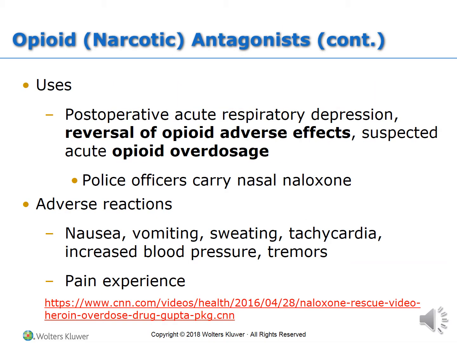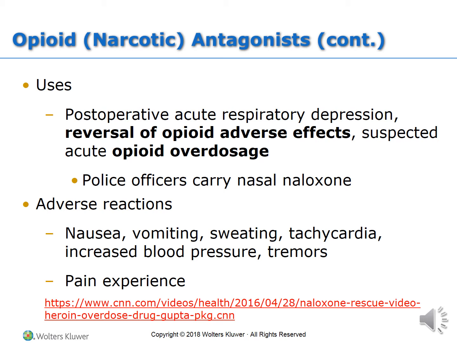We give these antagonists, as I described, in more of a rescue type situation. If somebody postoperatively is experiencing acute respiratory depression, they're not coming out of sedation well, they have decreased respirations, less than 10 or 12, depending on facility protocol, per minute, as well as a decreased level of consciousness, this will cause a reversal of those opioid adverse effects. It also can be administered if there's a suspected acute opioid overdose, either accidental or intentional, somebody has taken too many opioid medications.